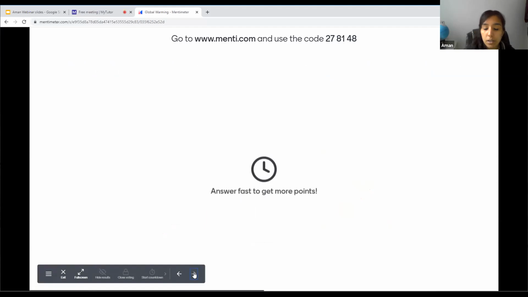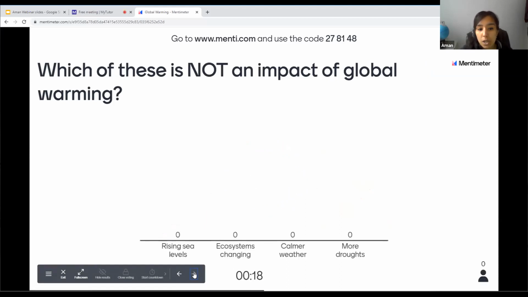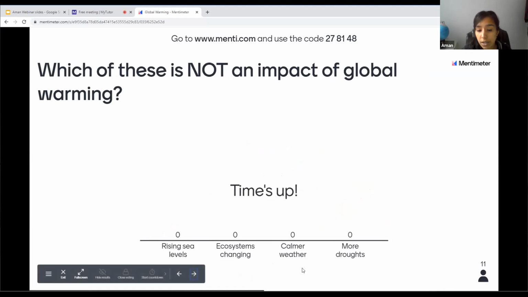Okay, great. So the next question should be coming onto the screen now. Which of these is not an impact of global warming? So the key part of the question again is not. So 3 of the answers are correct and 1 is wrong, and it's the wrong one that you want to click. So does global warming cause rising sea levels? Does it cause ecosystems to change? Does it cause calmer weather, or does it cause more droughts? Which of these is incorrect?